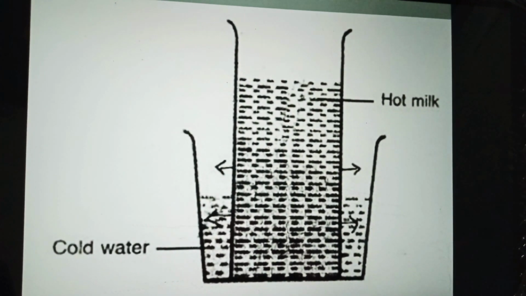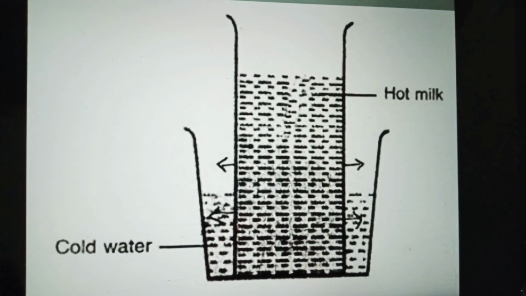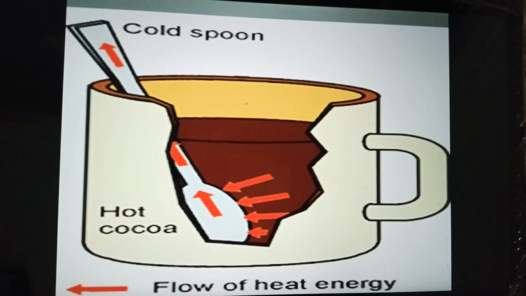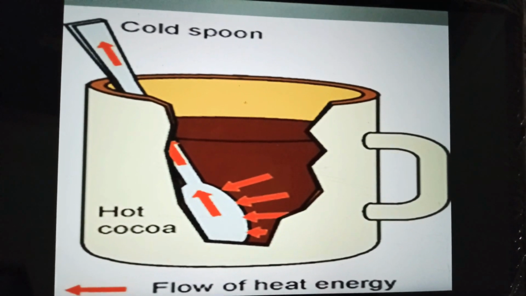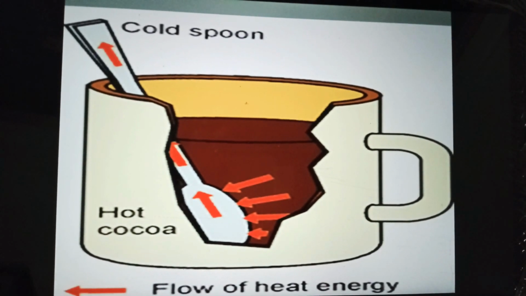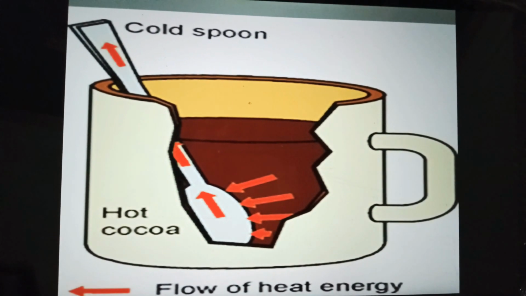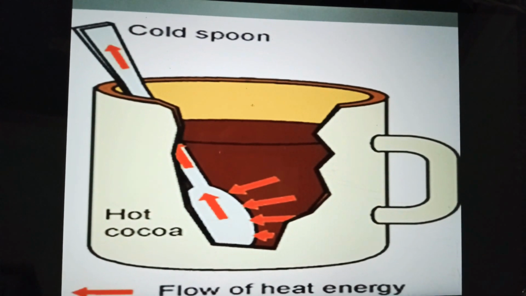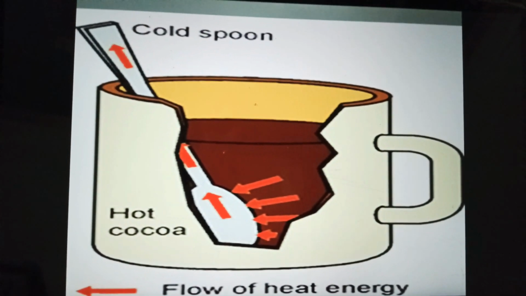I have discussed the hot milk and cold water. Just have a look at the flow of heat energy. The heat from hot cocoa is flowing towards the spoon.